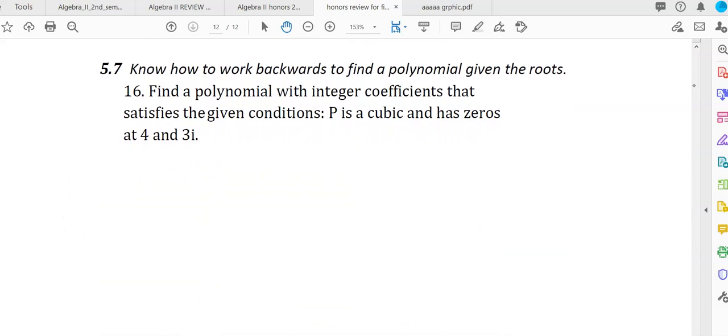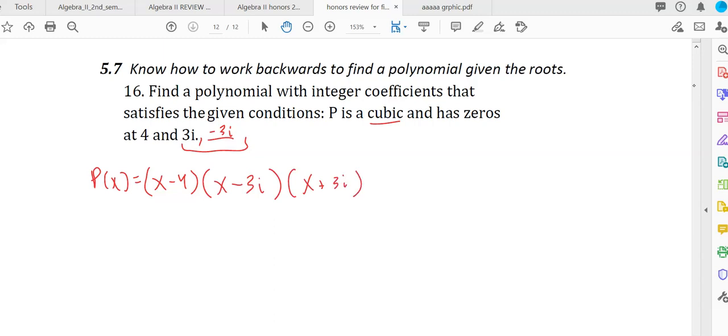Work backwards. So 4 and 3i, so the other solution would have to be negative 3i because there's 3 solutions there, it's a cubic. And these always come in pairs, so that's called a complex conjugate. So this would be x minus 4, this p of x or some f of x, times x minus 3i, that's the second one, and then x plus 3i. I'm going to FOIL these together first. So I'm going to leave that x minus 4 for just a minute.